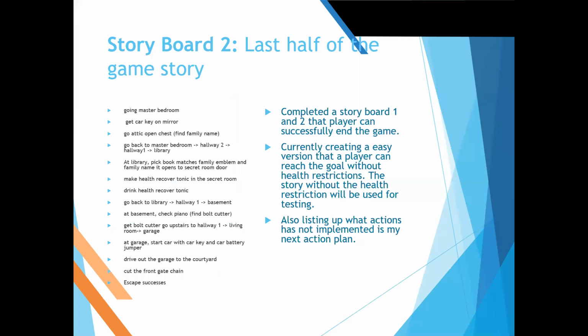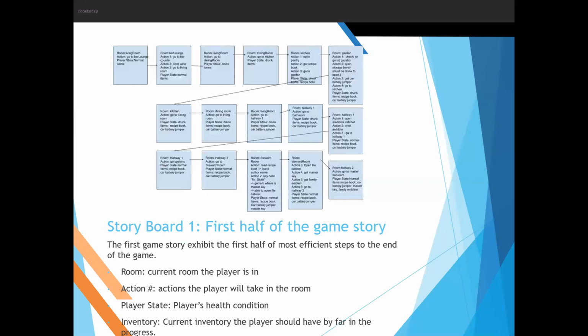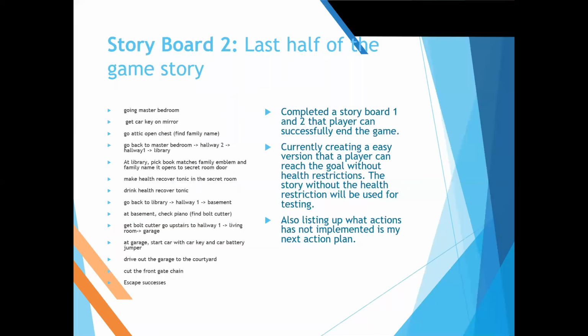Storyboard 2 is the last half of the game story. I could not fit it on one page, so I separated it into the second game story. Go into the master bedroom, move from room to room and acquire items, and in the end escape successfully. That's the game end and goal, reaching the goal. So by far, I have completed storyboards 1 and 2, in which the player can successfully end the game.